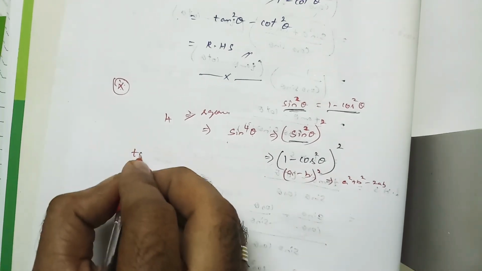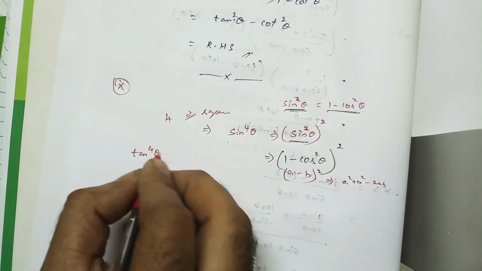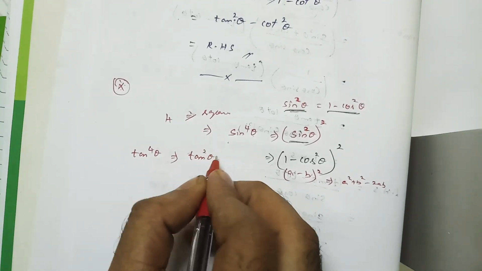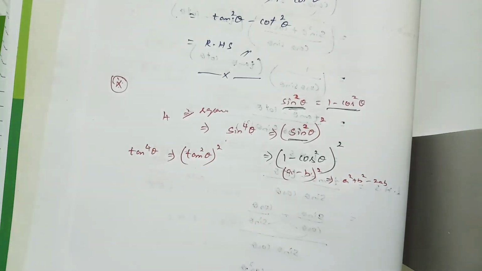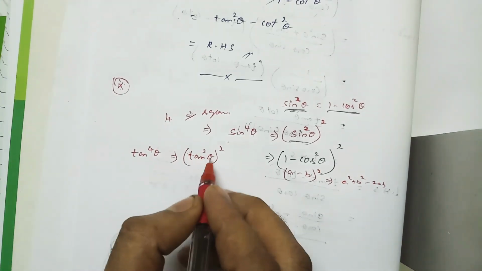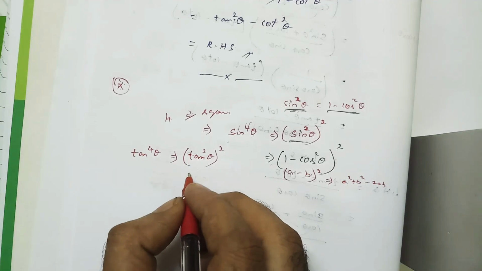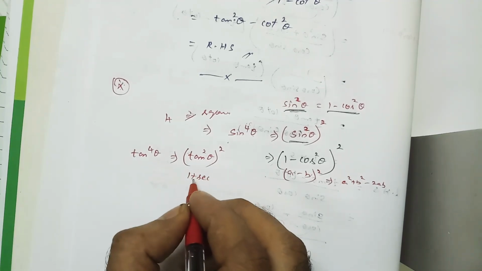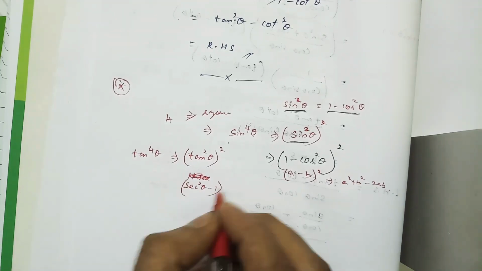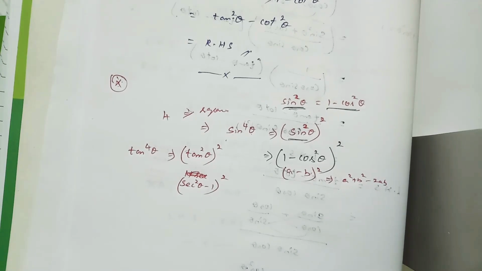Suppose tan power 4 theta, how do we want to write it? Tan power 4 theta is nothing but tan square theta the whole square. Already we know that tan square theta is equal to, sorry, sec square theta minus 1, so the whole square, right? Likewise we have to elaborate; that is the formula.